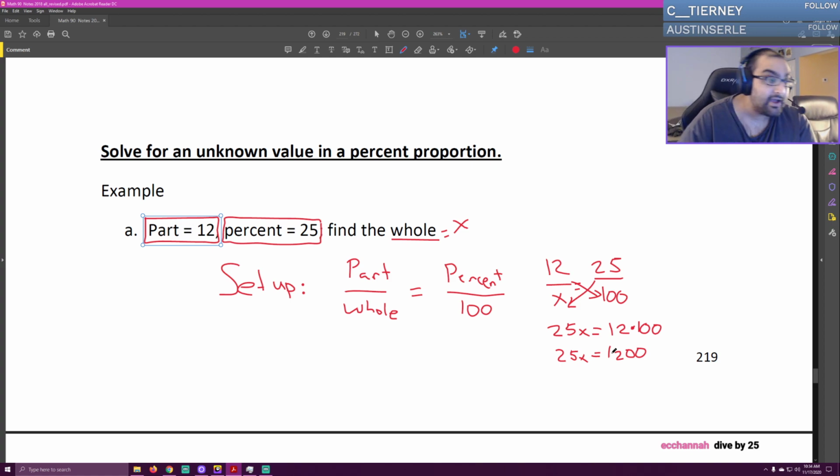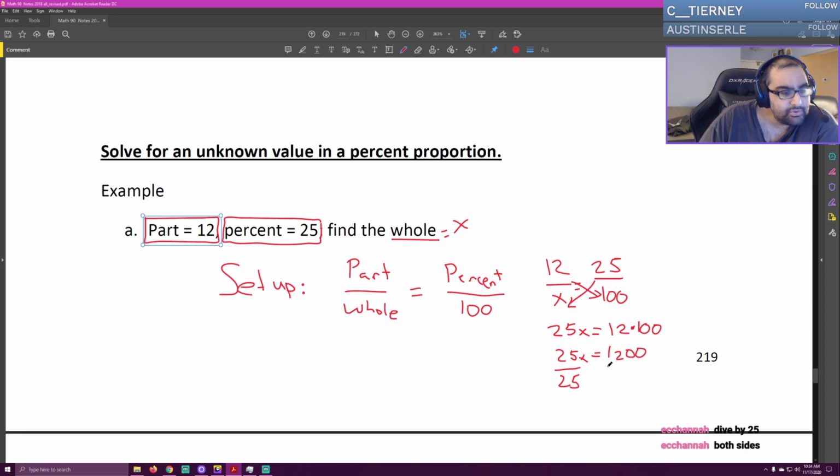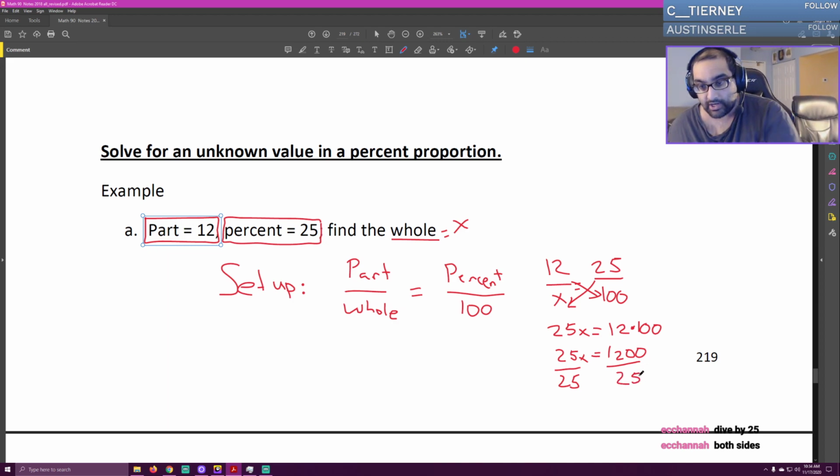Divide by 25. That's correct, Hannah. Good. So I divide by 25 here. And just on the left-hand side, Hannah? Or do I do it to both sides? Both sides is correct. Very nice. What we do on one side is what we got to do on the other side.